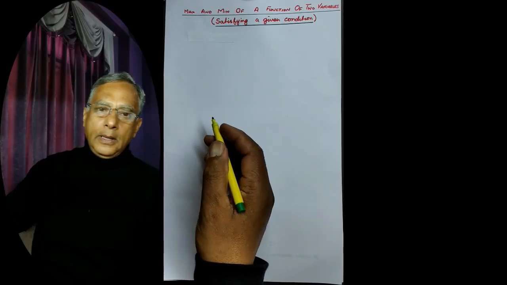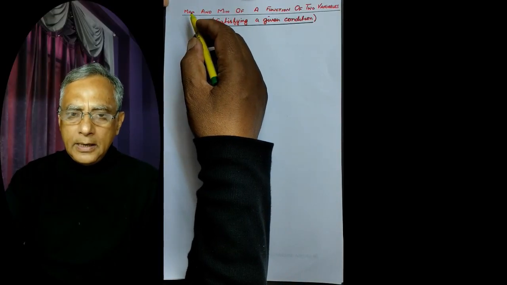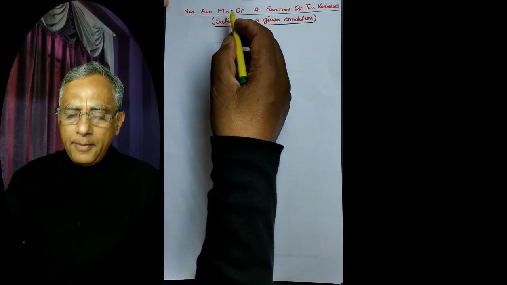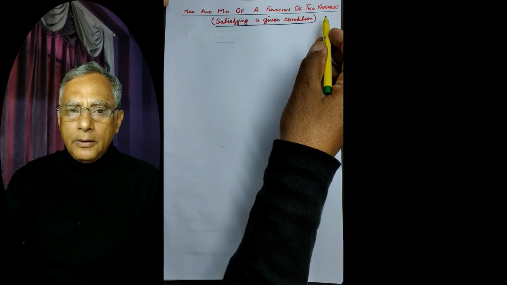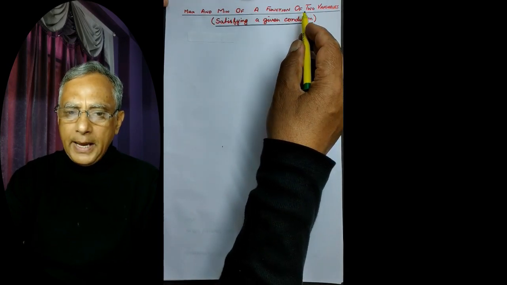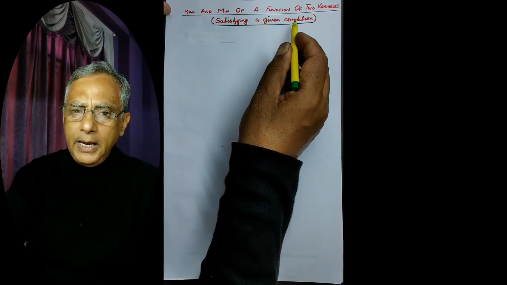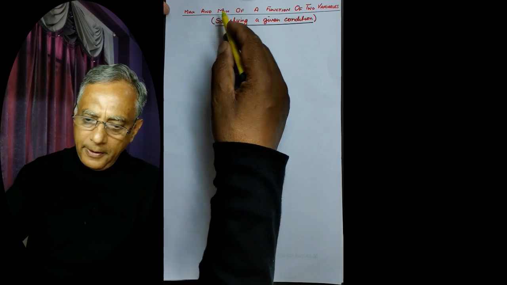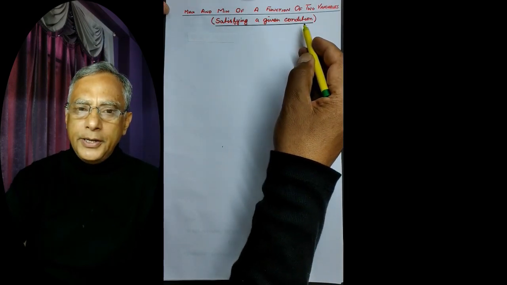Maximum. The next topic I am going to discuss is how to find maximum and minimum of a function of two variables. We are given a function of two variables and we have to find the maximum and minimum values of this function subject to some given condition. Maximum and minimum of a function of two variables satisfying a given condition.